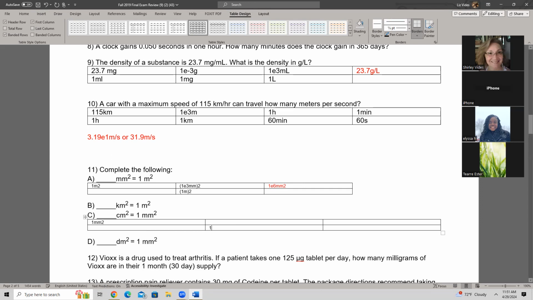So we know that 1 millimeter, and don't forget we need to square it. So we need to put it in parentheses and square it. Now, that looks like times 2, but I'm really squaring it. I'm not going to take all of that time just to do that.